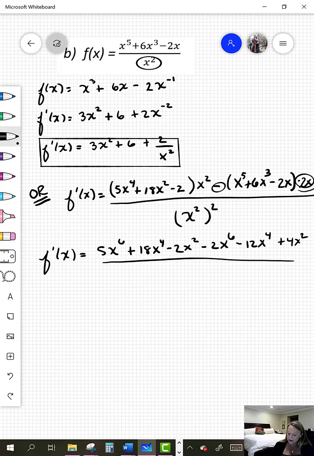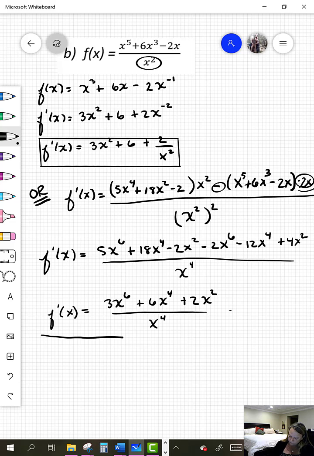all over, using power to power multiplication, x to the 4th power. Combining like terms, 5x to the 6th minus 2x to the 6th is 3x to the 6th. And 18x to the 4th minus 12x to the 4th gives me plus 6x to the 4th. Negative 2x squared plus 4x squared gives me plus 2x squared, all over x to the 4th. So notice that if we divided each of these terms by x to the 4th, we get the same thing that we got above. I'm just going to leave it in this form though.